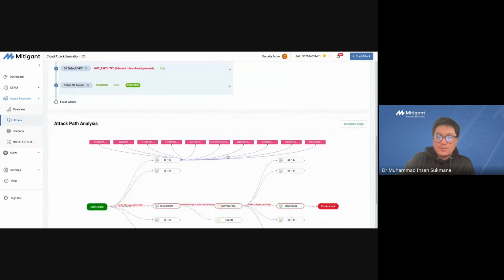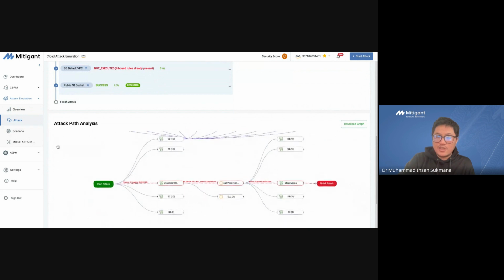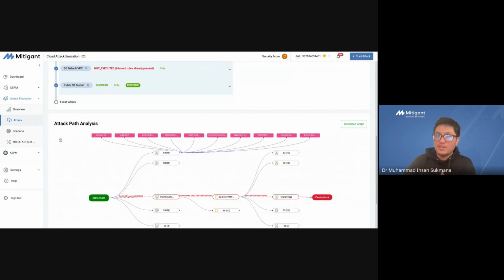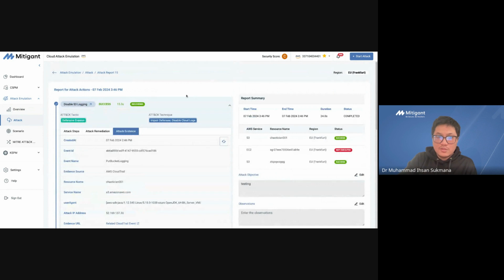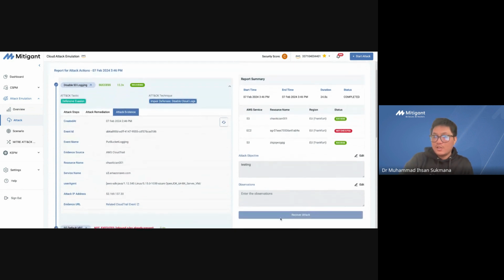At the same time, we also provide you with the attack path analysis, meaning that we'll show you how the attack is actually happening. And nicely, you can download it as a graph. And do not worry about this: every time you run an attack, it will be automatically recovered within 5 minutes, or you can just click manual recovery by yourself.